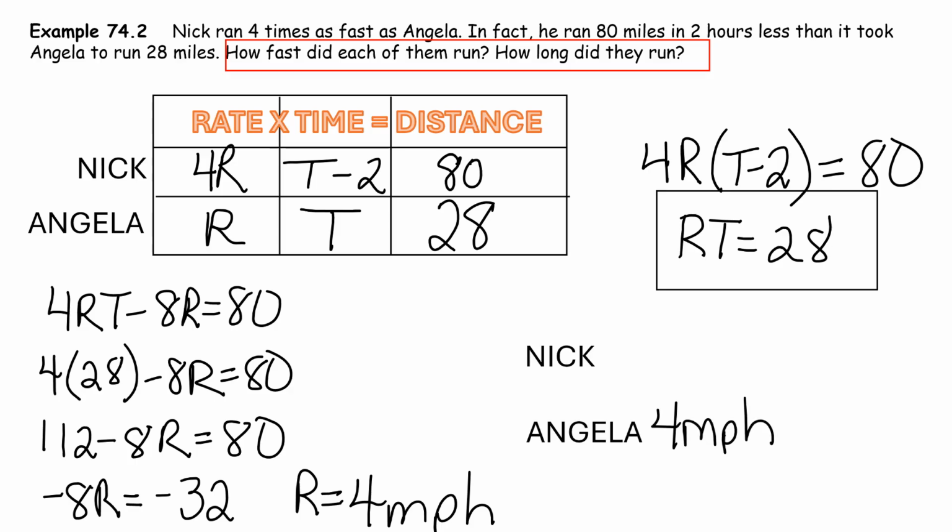So we know Angela's rate is 4 miles per hour. We know that Nick ran 4 times as fast as she did, so his is 16. We know that since her rate is 4 and her distance is 28, that means her time was 7 hours. And we know that his distance is 80 and he's going 16 miles per hour, so his time would be 5 hours.